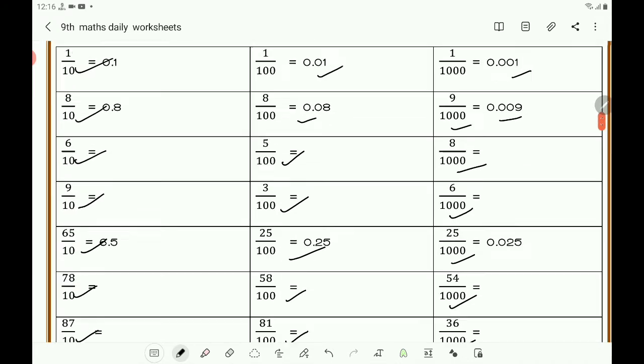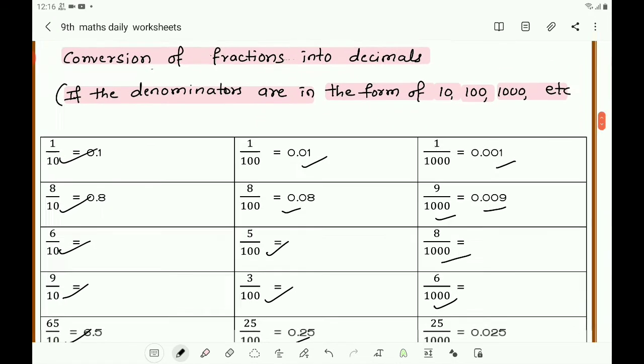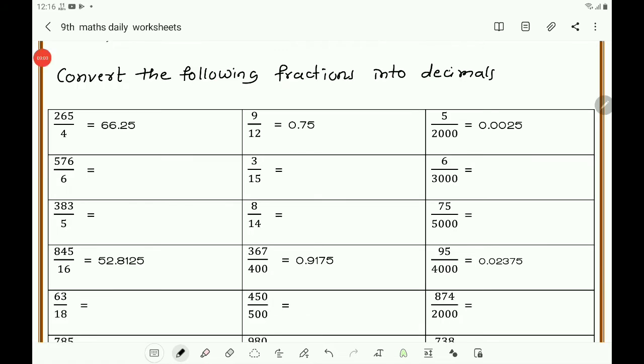Convert all the fractions into decimals by using the hint given. Here there are some more fractions to convert into decimals. So children, convert the following fractions into decimals. See here, 265 by 4. Here you observe the denominator. Denominator is not 10, 100, 1000. Here the denominator is 4.